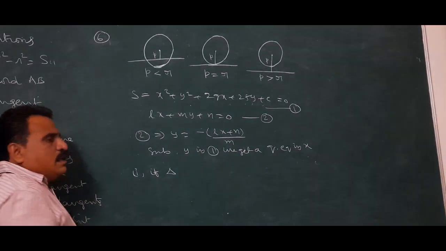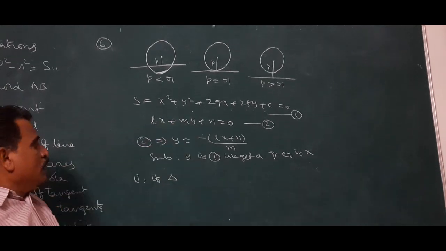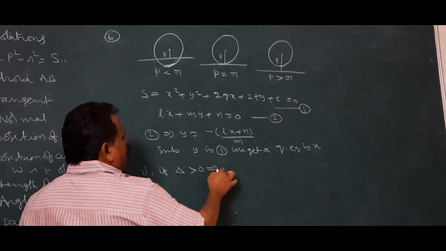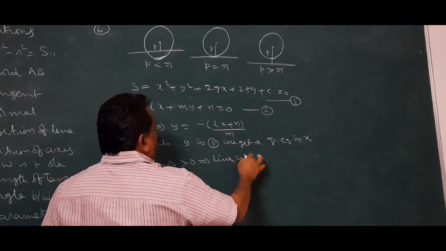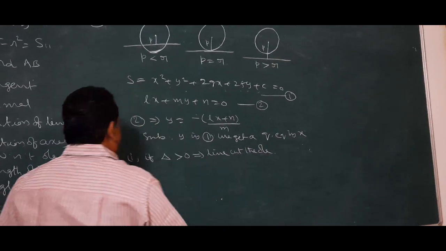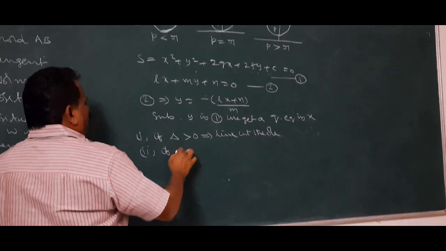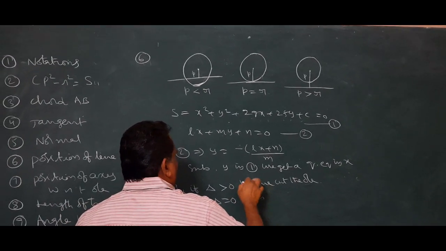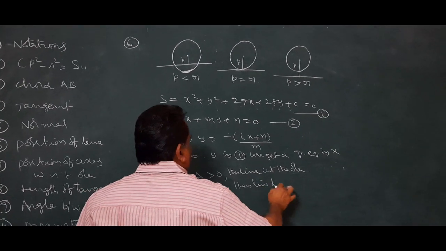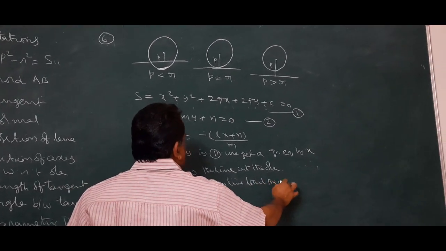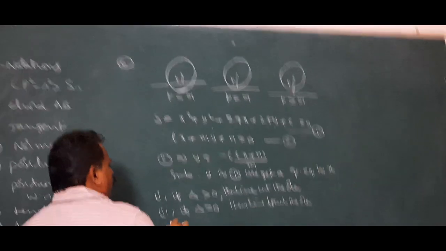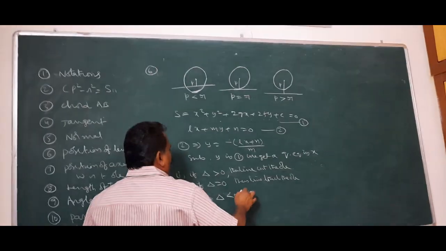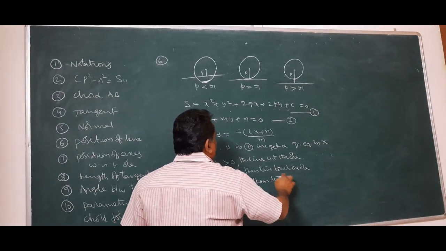If delta means the discriminant of that quadratic equation, delta greater than 0 implies the line cuts the circle. If delta equal to 0, then the line touches the circle. Third one, delta less than 0, then the line is outside the circle.